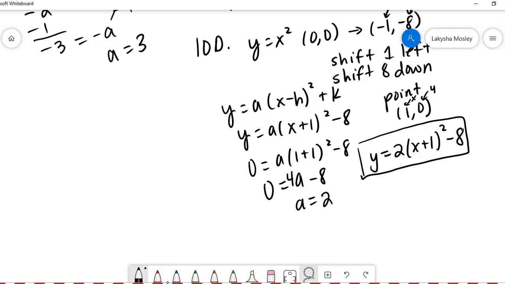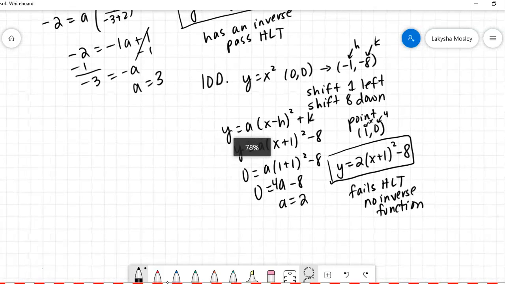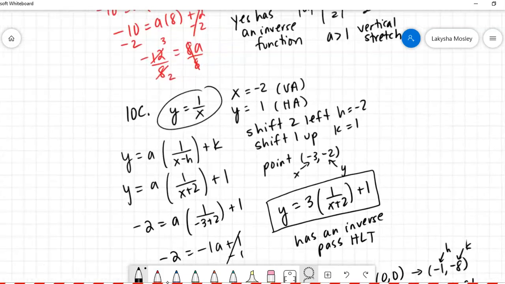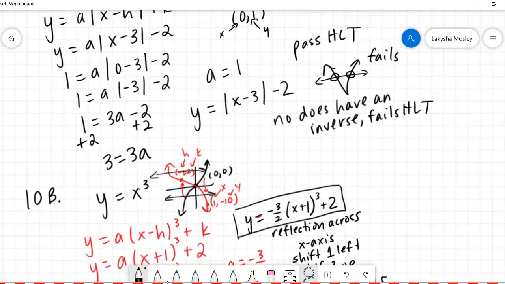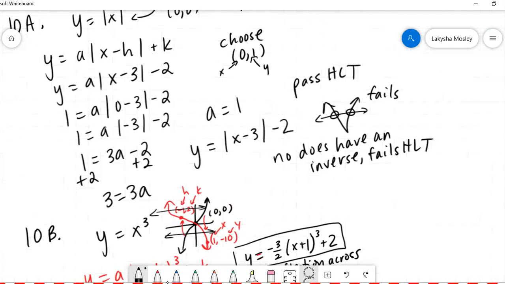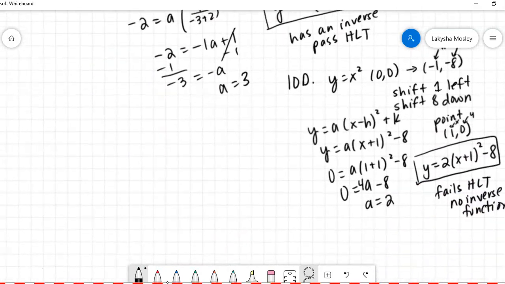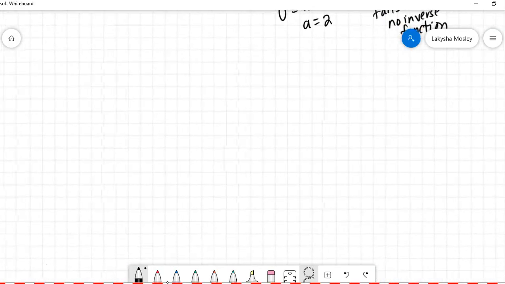And then this one, of course, because it is quadratic, it fails the horizontal line test. So we're going to say no inverse function. I hope that makes sense, and that one took a little while. So again, go back over them very carefully on how I got my answers. I think I boxed everything. I didn't box this one. All right, so I'm going to move on, moving everything out of the way.